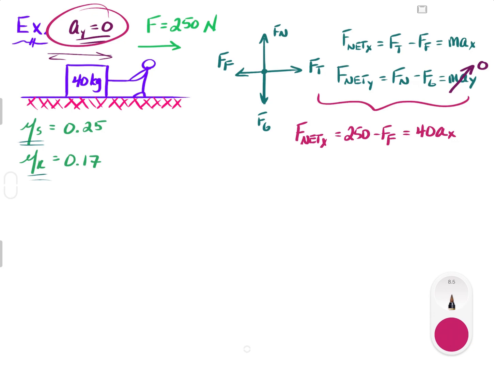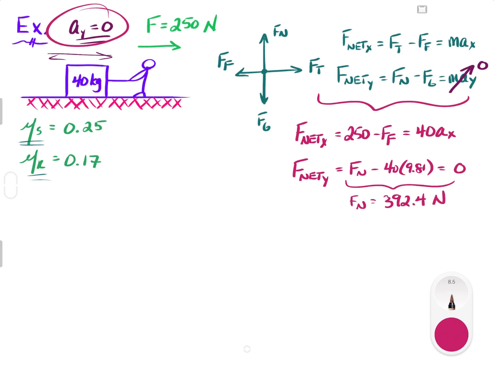All right, we're stuck there, so just like in projectiles, if we're stuck with the X, let's go look at the Y. So my F net in the Y, let's see here, well, I've got Fn going up, I don't really know what that is. Weight is going to be mg, right? Fg is mg, so 40 times 9.81, and we know that that whole thing equals 0. So my Fn is going to be whatever 40 times 9.81 is, 392.4. And when I carry that over to the other side, I know my normal force is 392.4 newtons.